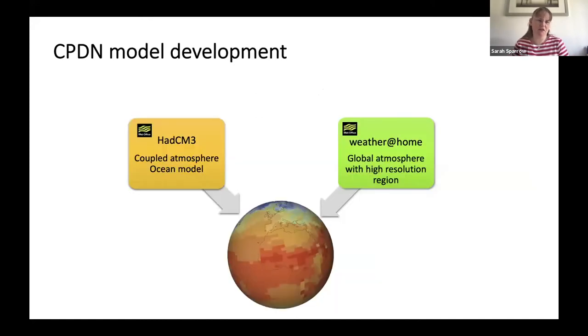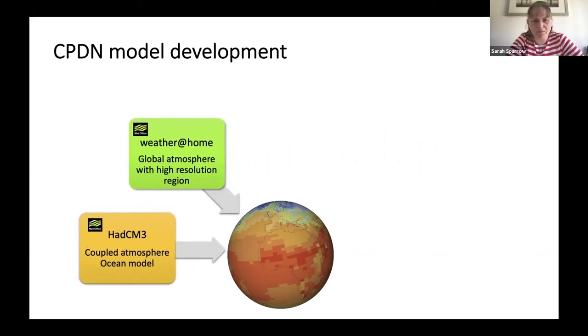Just to explain the way in which having our build system within the JASMIN tenancy has really helped us: before we were using JASMIN as a host for this machine, we basically had two main models on climateprediction.net. So we had the HadCM3 coupled atmosphere-ocean model and Weather at Home, which is a global atmosphere model run at a coarse resolution with a nested high resolution regional model.